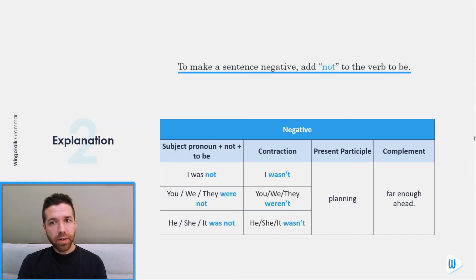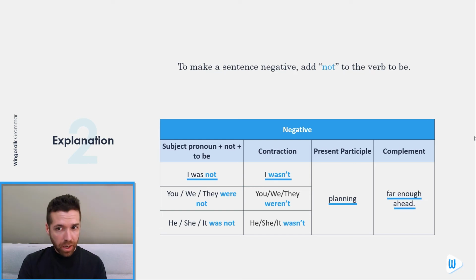To make a sentence negative, add not to the verb to be. I was not planning far enough ahead. She wasn't planning far enough ahead.